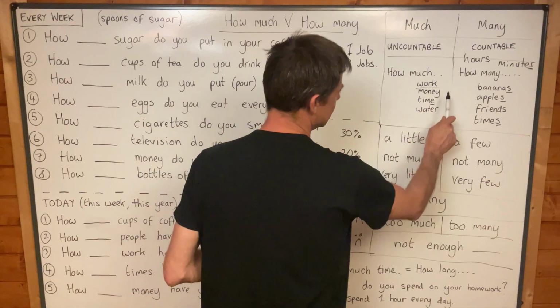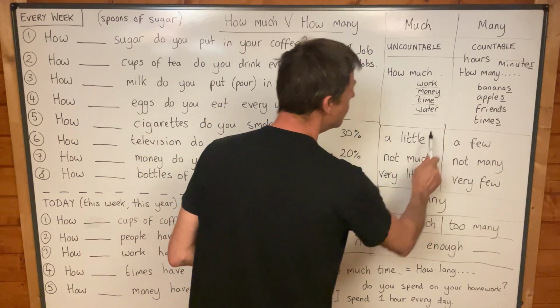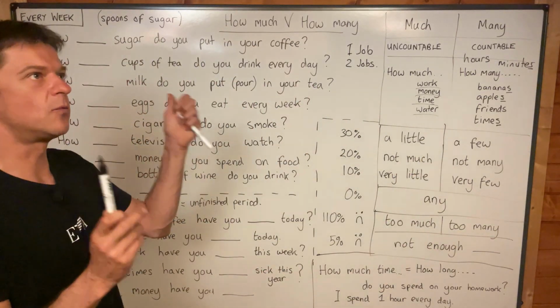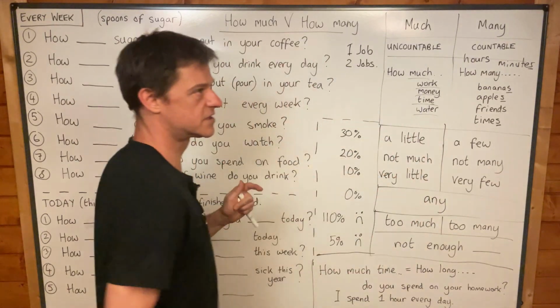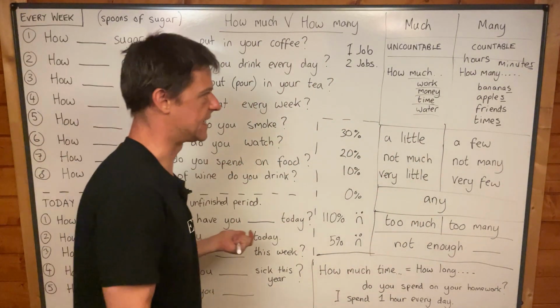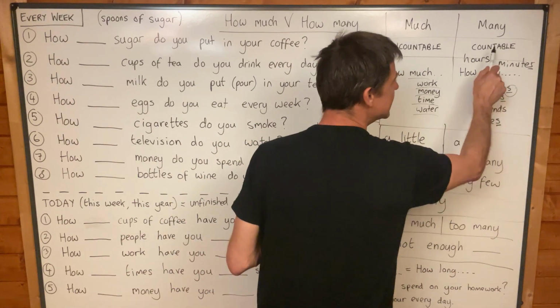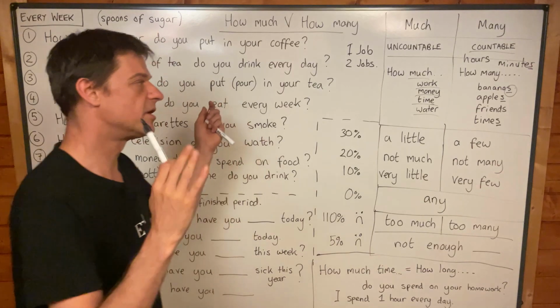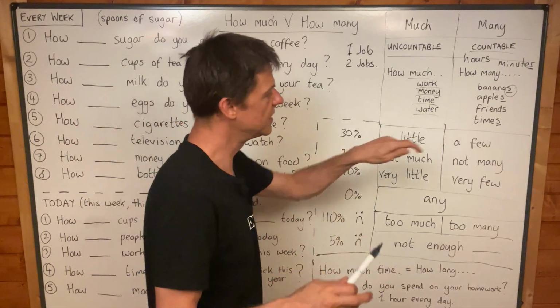Okay, so work is uncountable. Money is uncountable. Time is uncountable. Water. You can't say 1 water, 2 waters, 3 waters. So how much water do you drink every day? But anything with an S is countable. So 1 banana, 2 bananas, 1 apple, 2 apples, 1 friend, 2 friends.